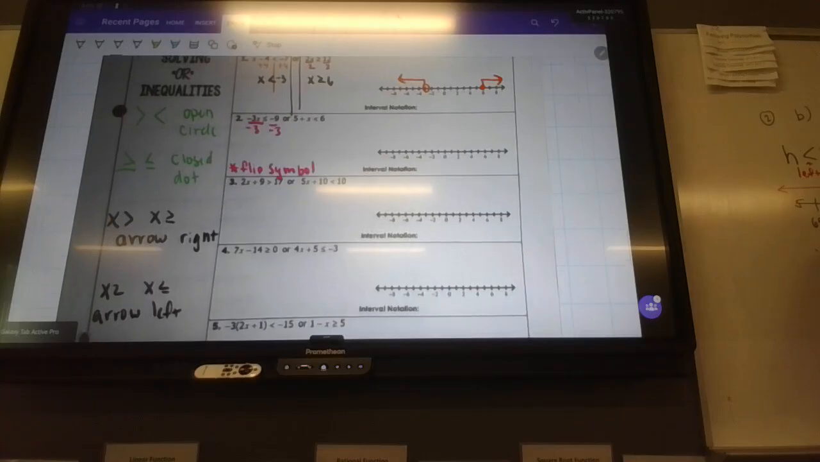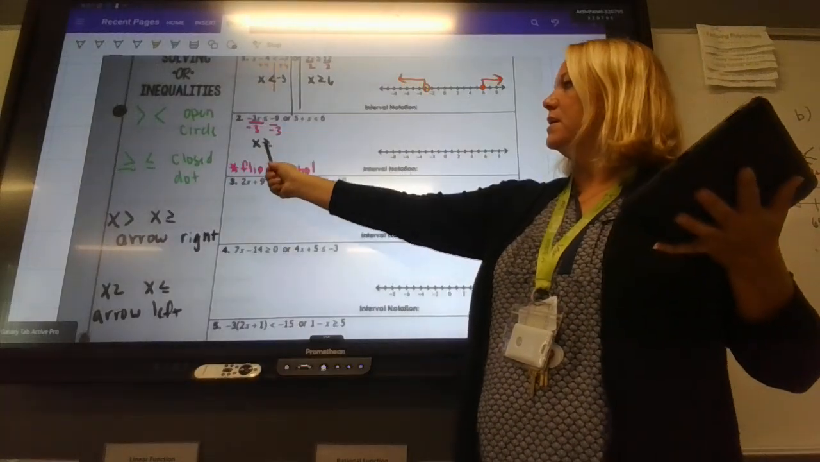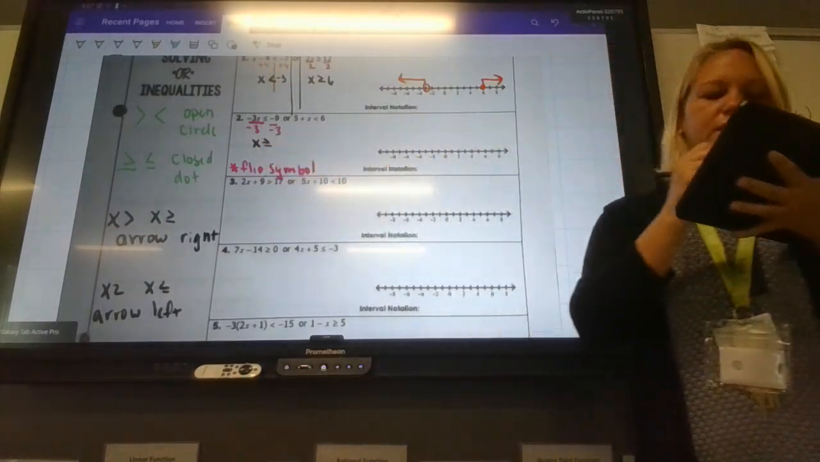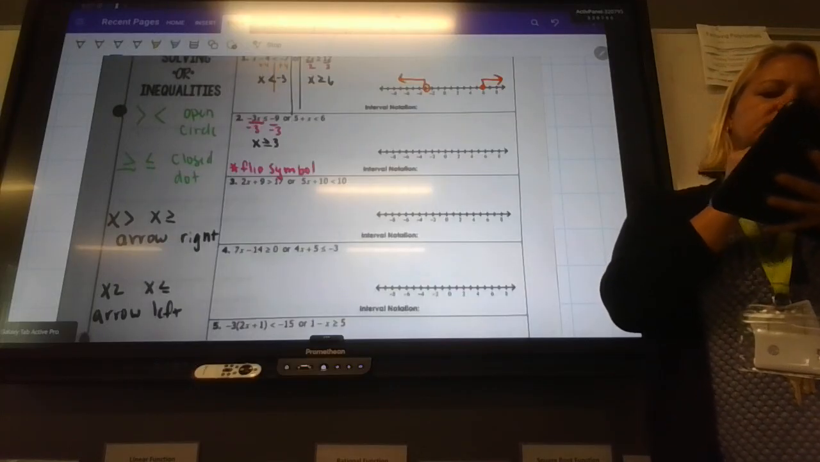I feel like I'm writing really teeny tiny here. So this would be x. I'm flipping it from less than to greater than, because I divided by a negative. -3 divided by -9 divided by -3, +3.